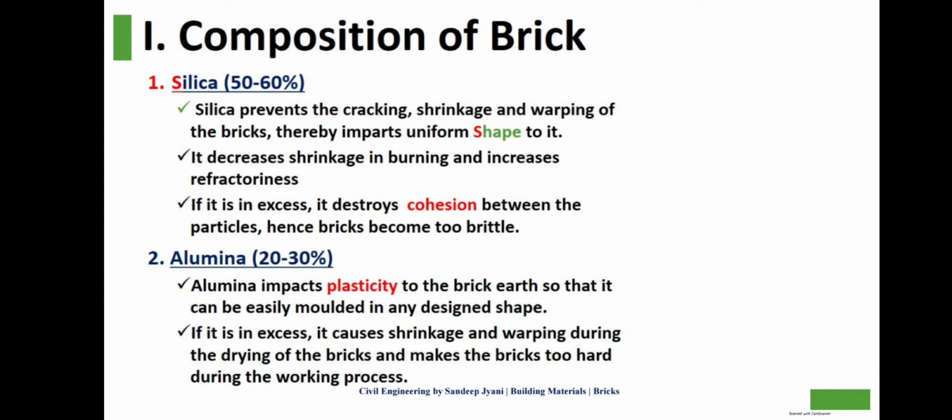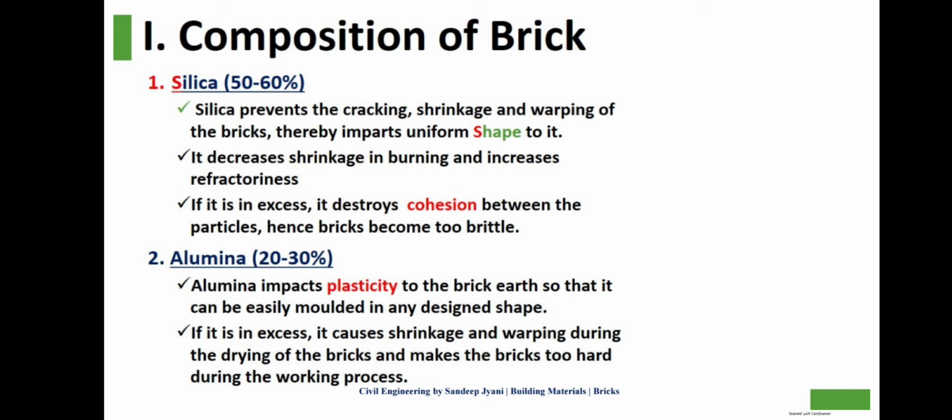Silica 50 to 60%. Silica prevents the cracking, shrinkage, and warping of the brick, thereby imparting uniform shape to it. It decreases shrinkage in burning and increases refractoriness. Third, if it is in excess, it destroys the cohesion between the particles, hence brick becomes too brittle.